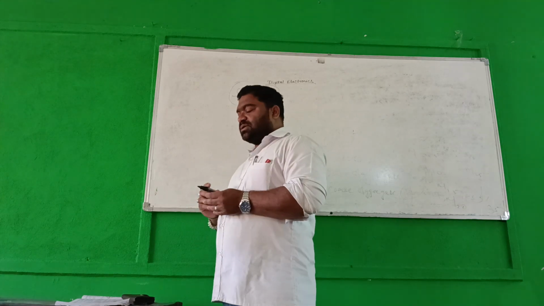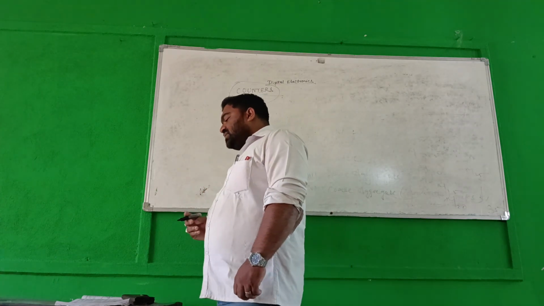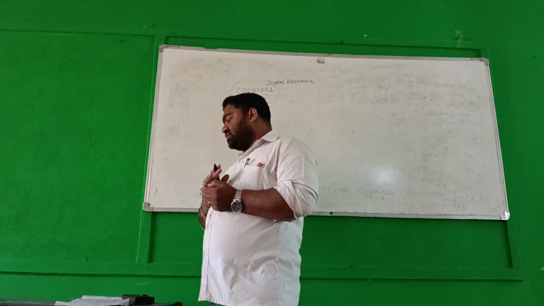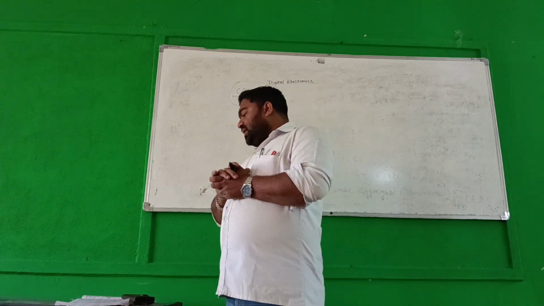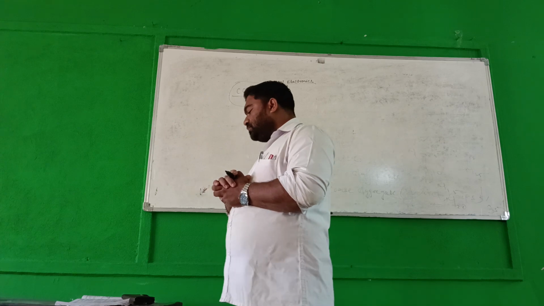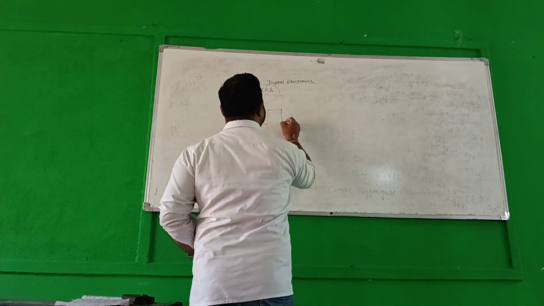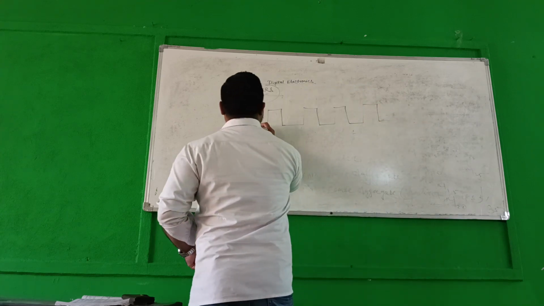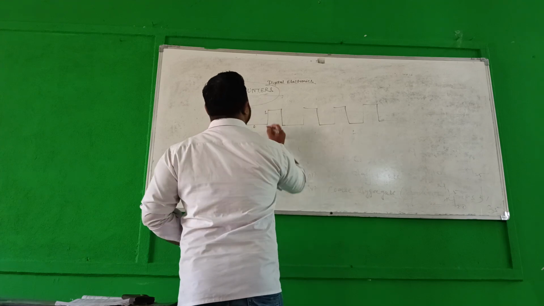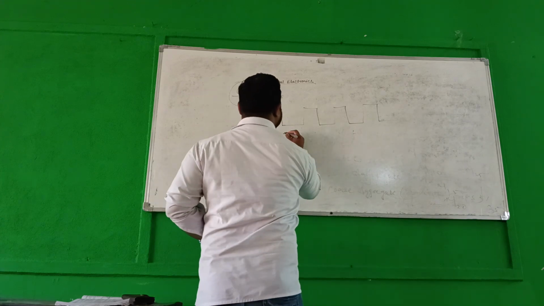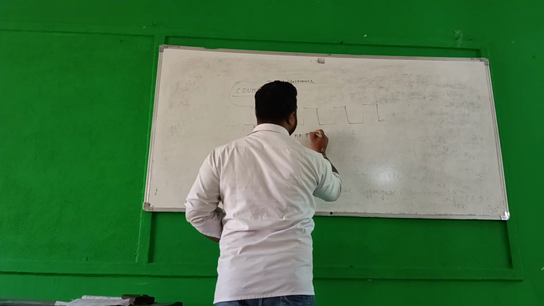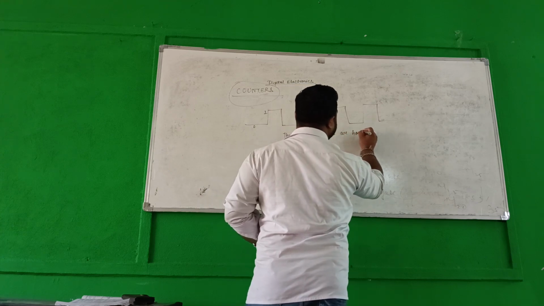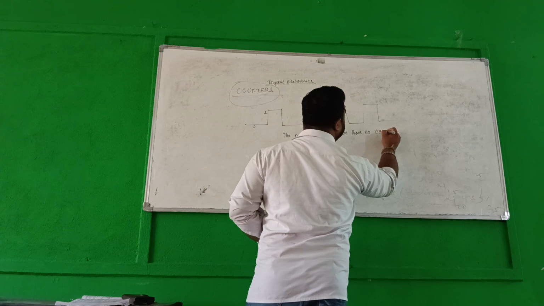Another definition: a sequential circuit that goes through a prescribed sequence of states upon the application of input pulses is called a counter. Means these are the pulses. This part is 0 and this part is 1. So the number of pulses we have to count.